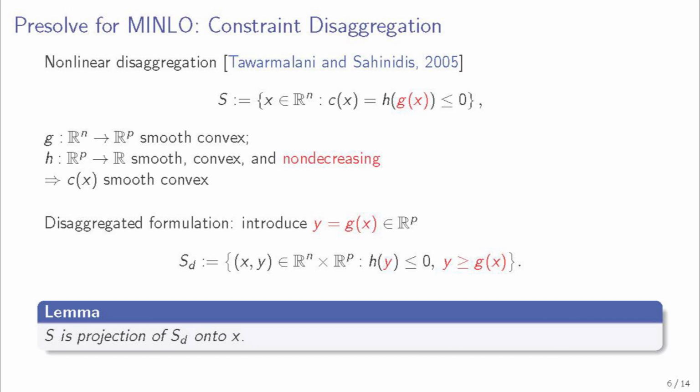And now you can again introduce a new variable, y equals g of x, and disaggregate the constraint, separate the constraint. And the reason you don't need to write equality, in fact, you should not write equality here because that would make it non-convex, is because this first constraint, because h is non-decreasing, gives you an implicit upper bound that is pushing down on y, and g of x is pushing up on y. And so, in fact, what you get at the end with these 2 constraints together is that it falls out automatically that y is g of x.